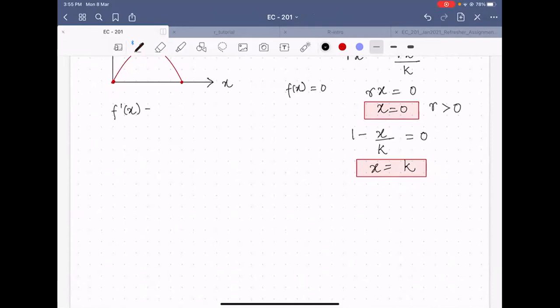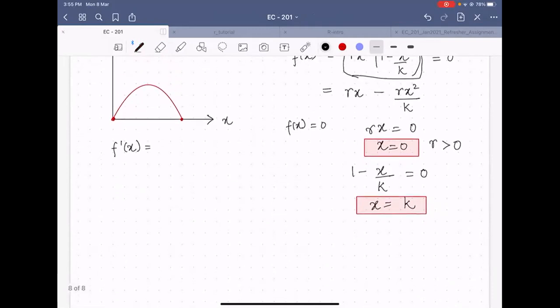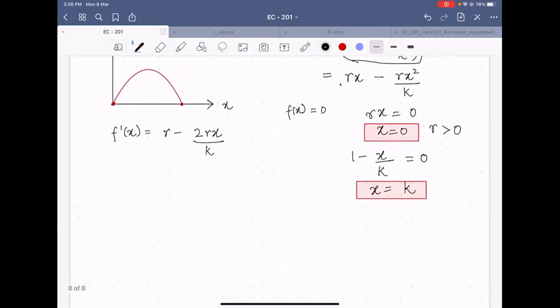So I would differentiate it. This is like the first derivative. So I'll differentiate this equation. I get r minus, what would be the derivative of x square? 2x. Great. So it is 2rx by k. So we know that whenever there's a minima or a maxima, there the derivative or the slope of the function is 0. So we would equate this to 0.